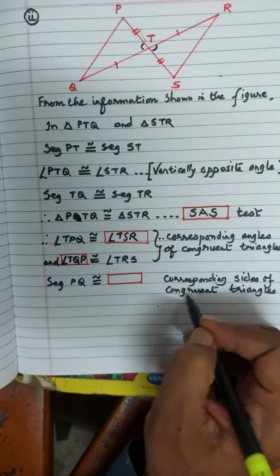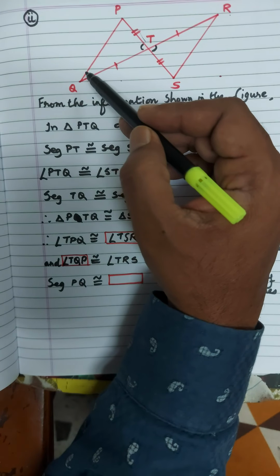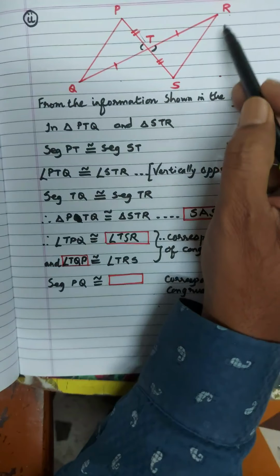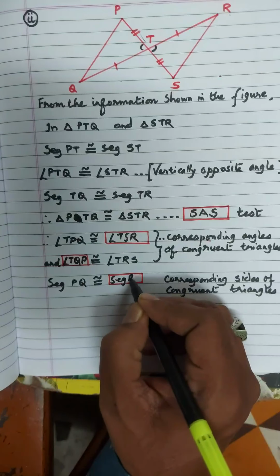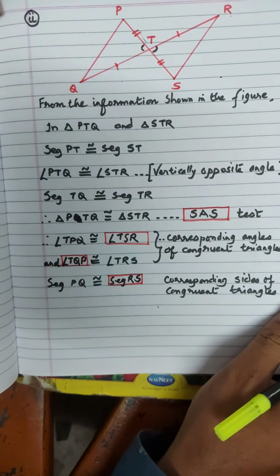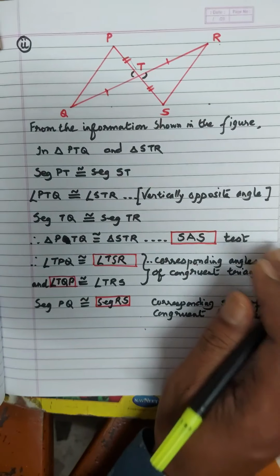Now corresponding side of congruent triangles, again segment PQ. Segment PQ is here. So we need to take segment RS or SR. So we need to take segment RS. You can write SR also. So these are the first two questions in the form of activity.